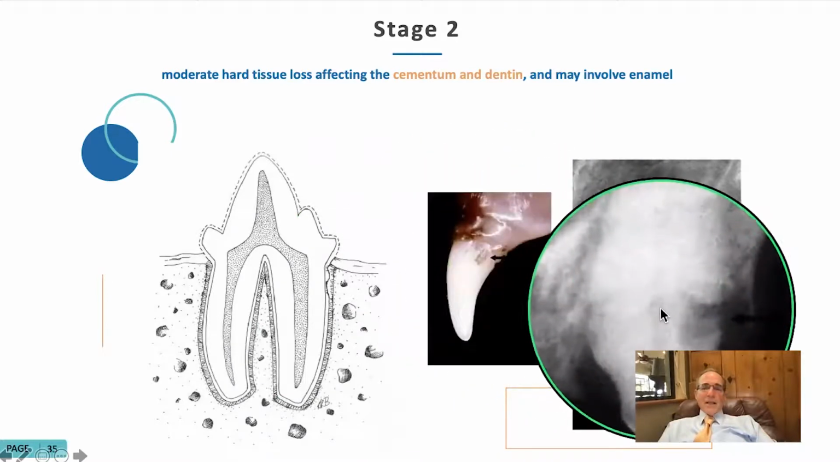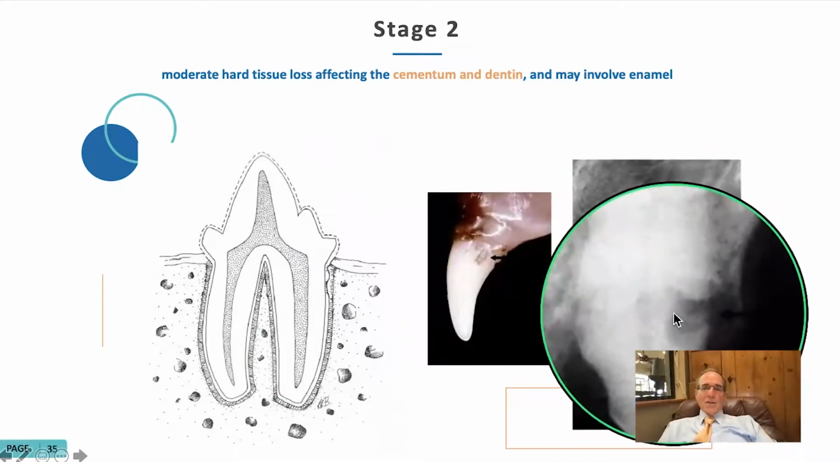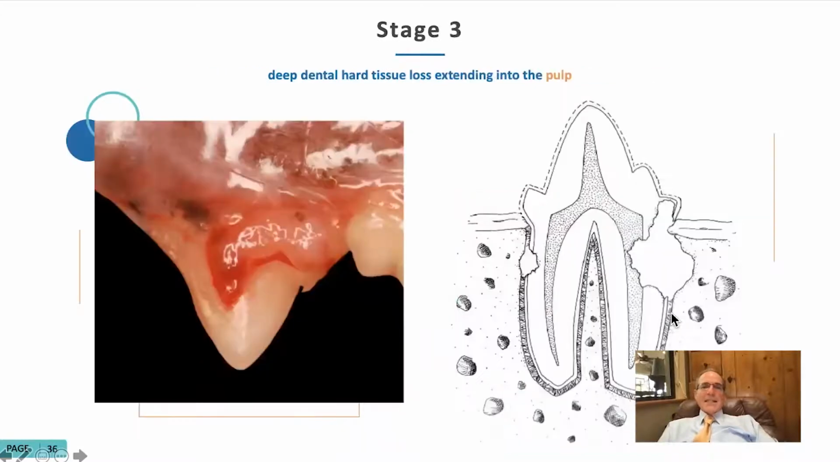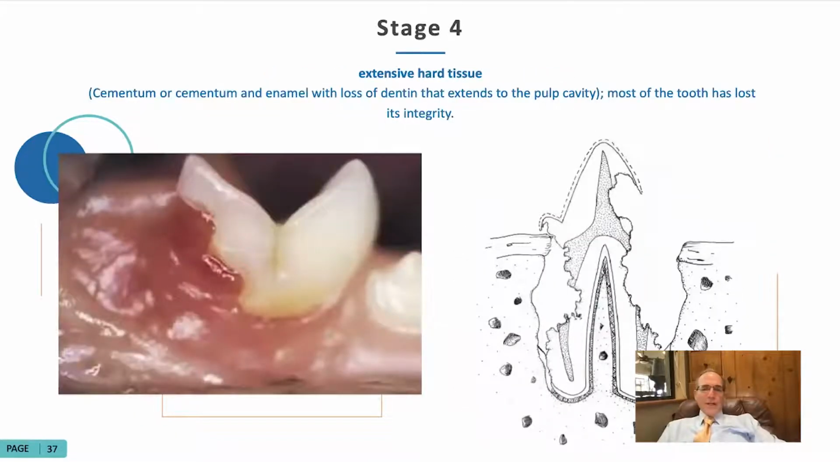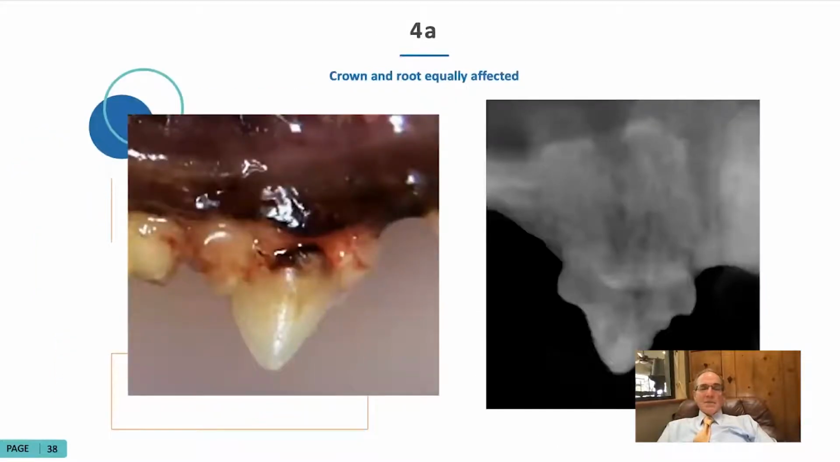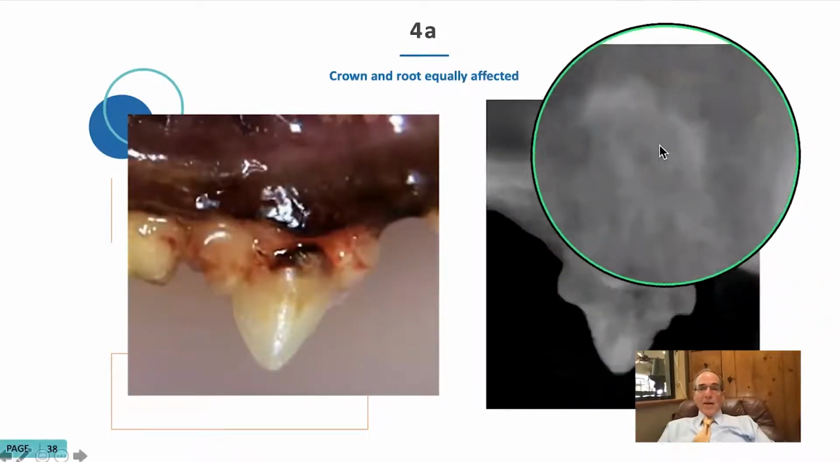And radiographically, it looks like this. So here's the pulp, and it looks like it doesn't affect the pulp. Stage 3 disease is a deep hard tissue that goes into the pulp. Stage 4 disease, it's extensive dental hard tissue affected, certainly into the pulp, sometimes on one side, sometimes on both sides. And stage 4 is further classified anatomically as 4A, where the crown and the root are equally affected, and you need a radiograph to figure that out.